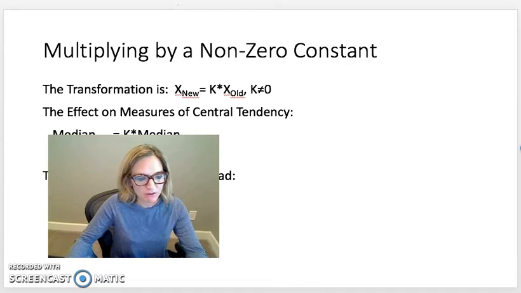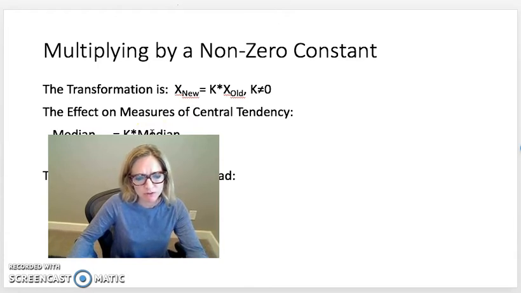Multiplying old variables by a non-zero constant has this really nice feature that the medians, means, and modes of the new variable distribution are simply a multiple of the respective statistics from the old distribution times that constant. So if you know the median of the old distribution and you multiply that variable by k, then the median of the new distribution is simply going to be k times the median from the old distribution.